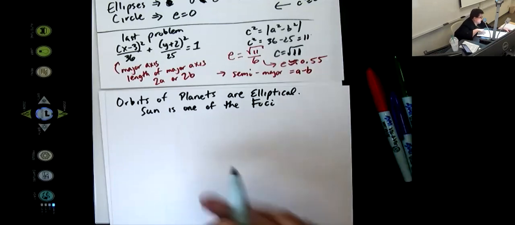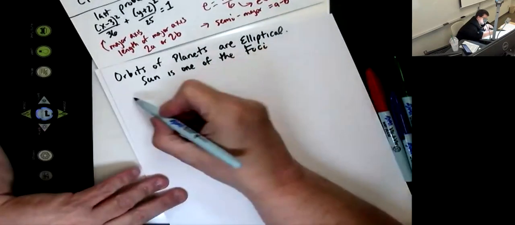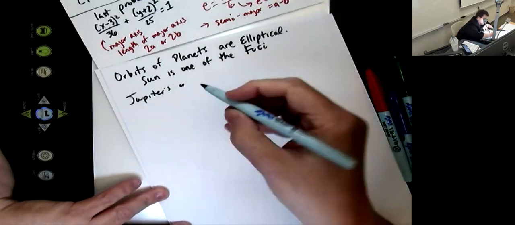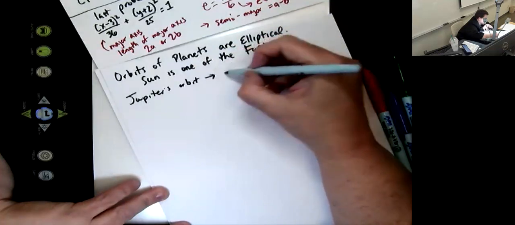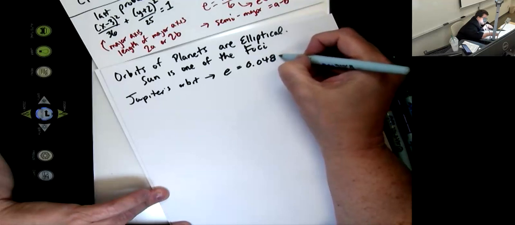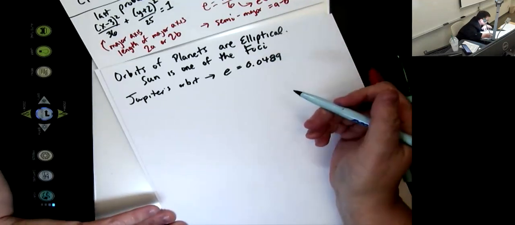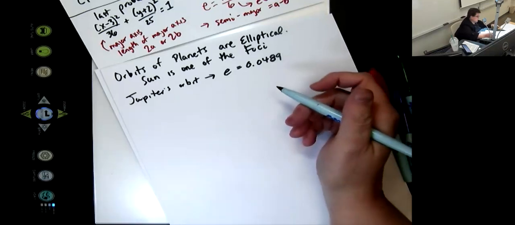So we could do something like the orbit of Jupiter. Jupiter's orbit has an eccentricity of 0.0489. It is not very round. It's pretty flat. Wait, circles are zeros, so it's closer to 0. It's actually pretty round.